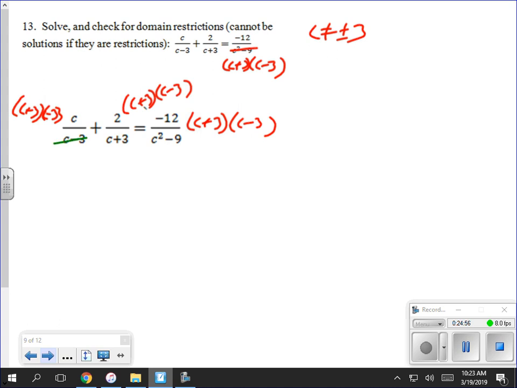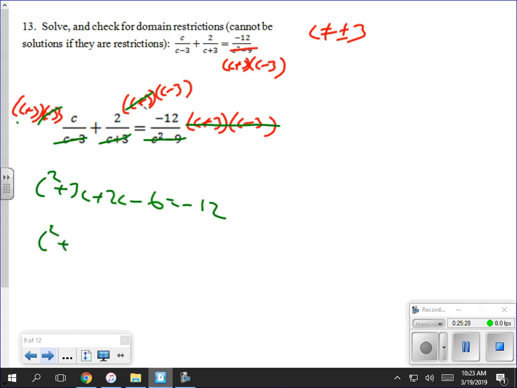The c minus 3's cancel. I have c times c plus 3, c squared plus 3c. Here the c plus 3's cancel. I have 2 times c minus 3, 2c minus 6 equals, and here all of that stuff cancels, and I get negative 12. No more fractions, which is what we want.